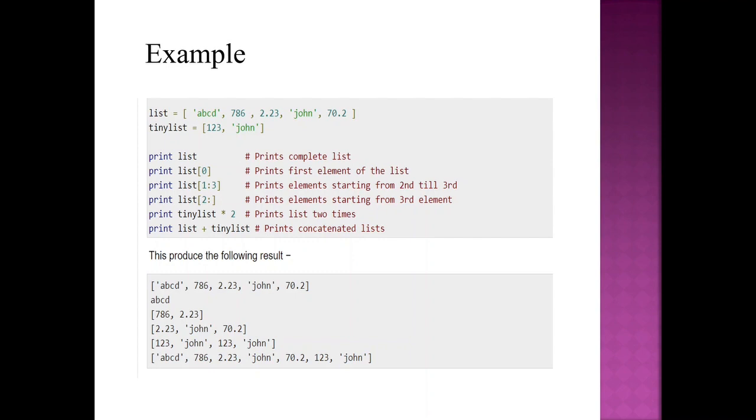Okay, now print tiny list asterisk 2. Since asterisk is a repetition operator, I am going to print the elements in tiny list twice. So I have given print tiny list asterisk 2 so that the list gets printed 2 times. Okay, in the last statement, I am just going to concatenate both the lists. The list and tiny list are two different lists which I am going to concatenate using the concatenation operator plus. That's why I have given print list plus tiny list, which will combine the elements of both the lists and the output will be displayed in the console.